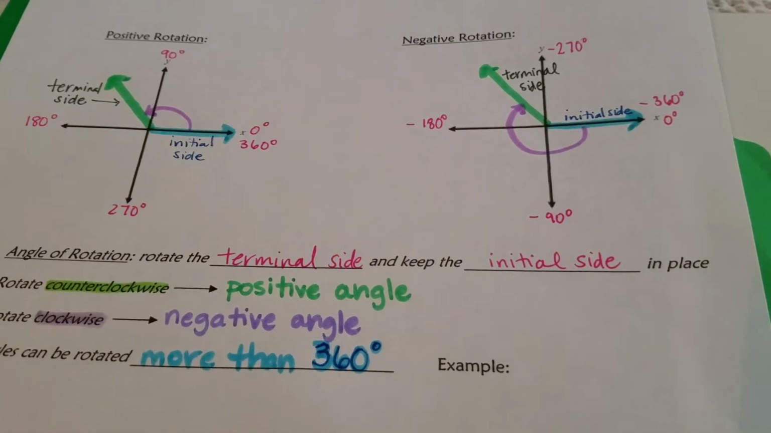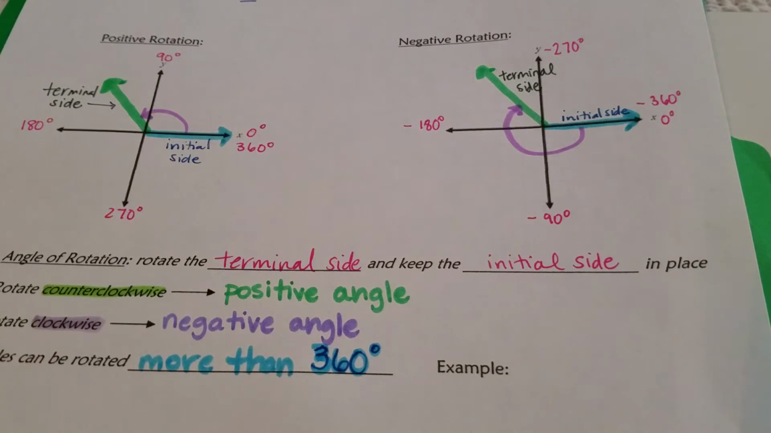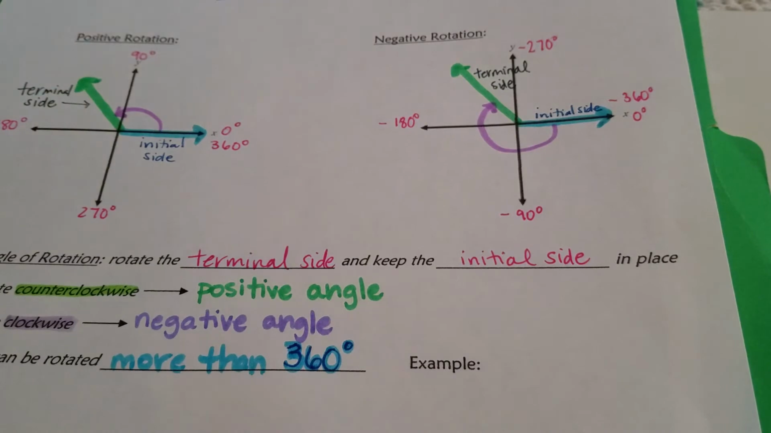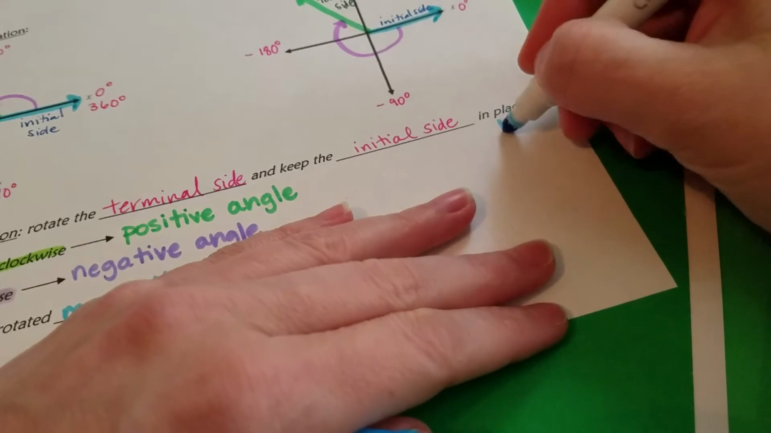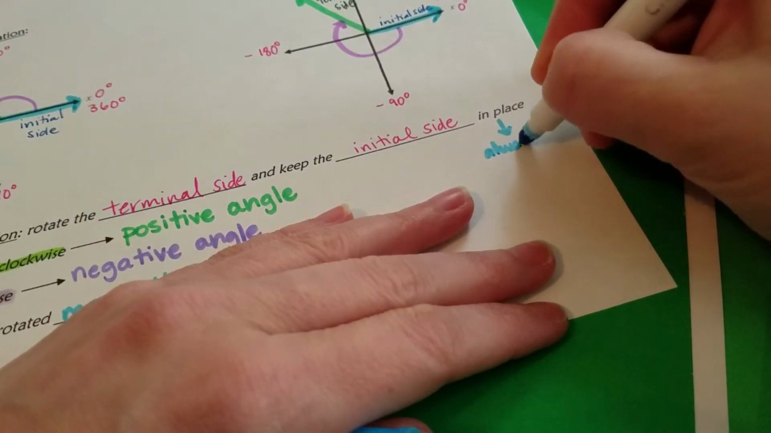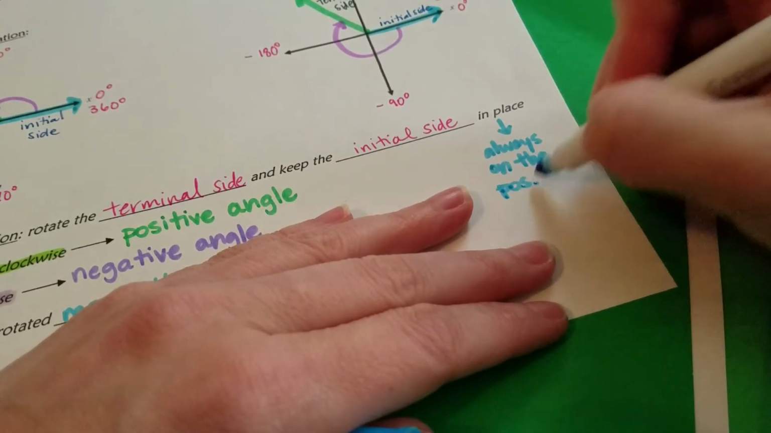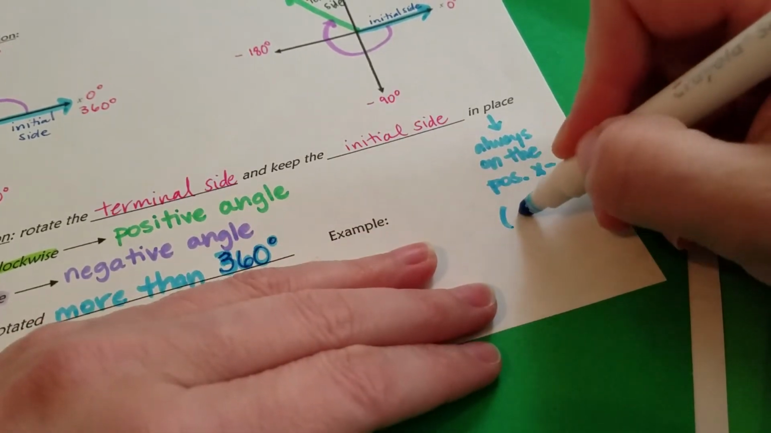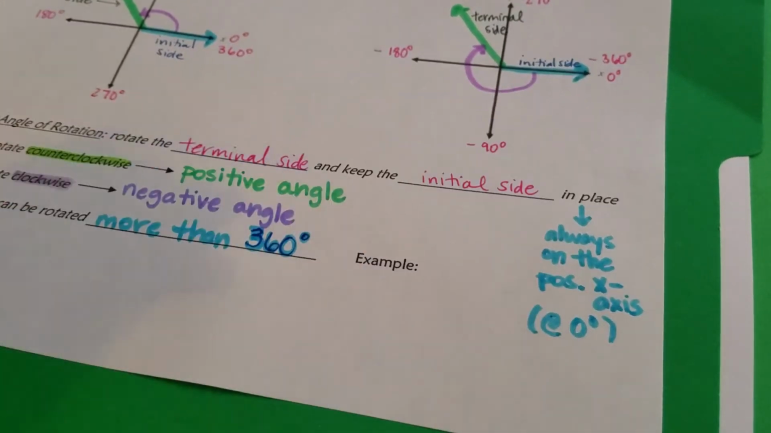To sum up, with your angle of rotation, you are rotating the terminal side, and the initial side is always going to start here at 0 degrees, keeping the initial side in place. That's always on the positive x-axis, and it starts at 0 degrees.